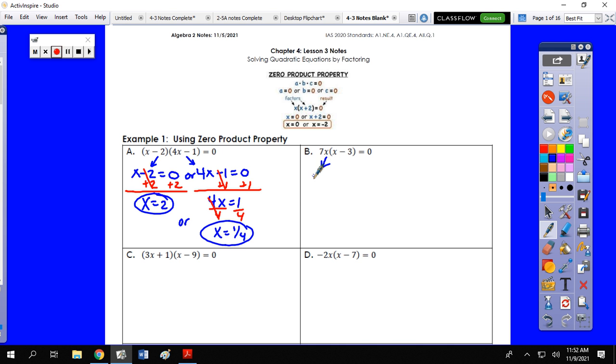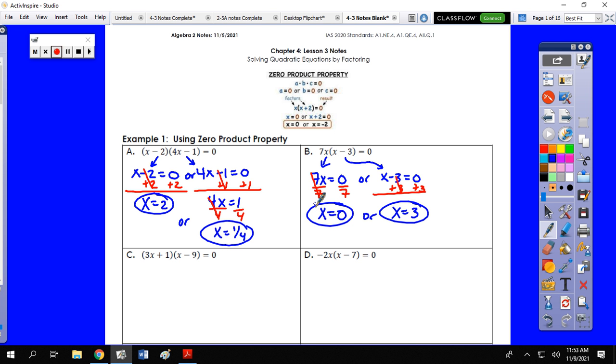On letter B, we would take the 7x, set it equal to 0, or the x minus 3, and set it equal to 0. In both cases, these are one-step equations. 0 divided by 7 is 0. And on the other one, we would add 3 to each side. 0 plus 3 would give us an answer of 3.